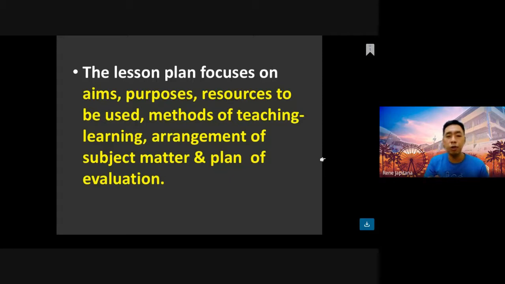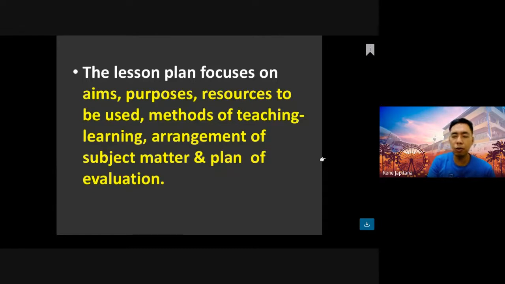Another thing that we can observe, aside from the arrangement of the subject matter and the content, is also the plan of evaluation: how to evaluate, how to measure, how to assess. Because these are the three important terms when it comes to the learning of our students. We need to differentiate measurement, evaluation, and assessment. So how are those three terms differentiated? What are the differences between the measurement, assessment, and evaluation?